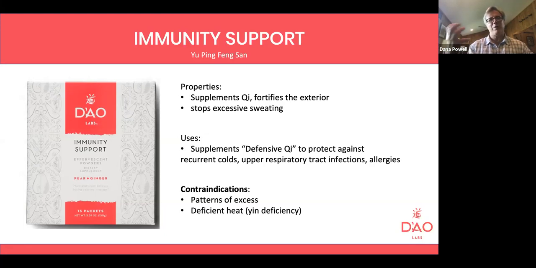Once you have that cold, the problem is really an excess, not a deficiency. So if you were to use it, you'd have to use it in combination with something else. Okay, great. That's immunity support.